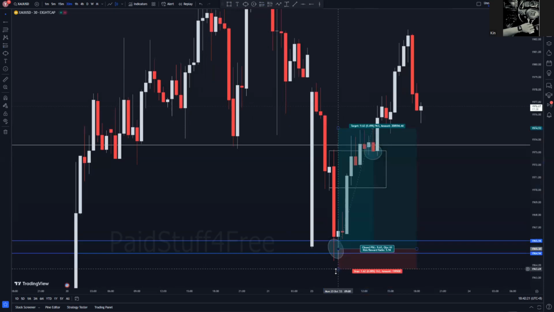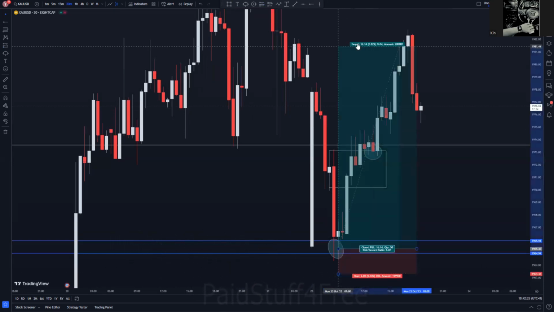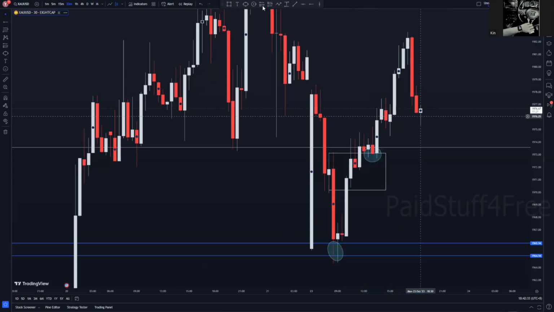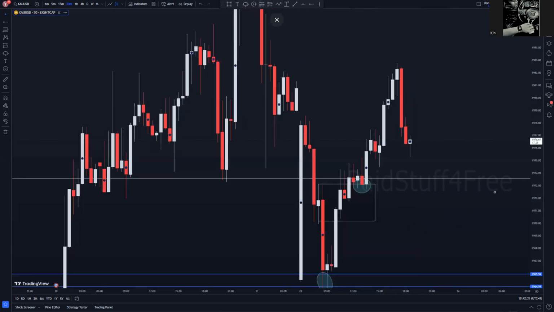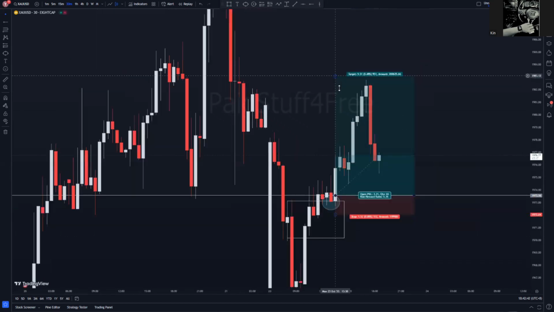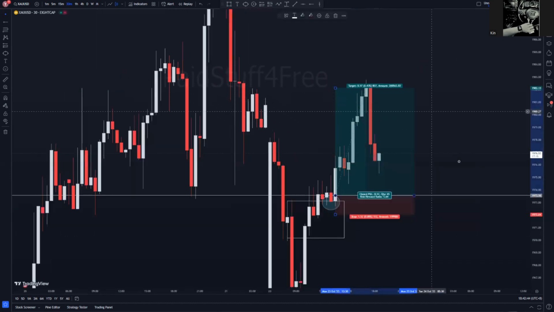My SL is going to be like 20 pips. I took a buy somewhere around here, 4R, more than decent, right? And the second entry, I took a buy somewhere around here, with a tight SL somewhere around here. And I exited somewhere around here, 5R. Decent amount of pips, right?